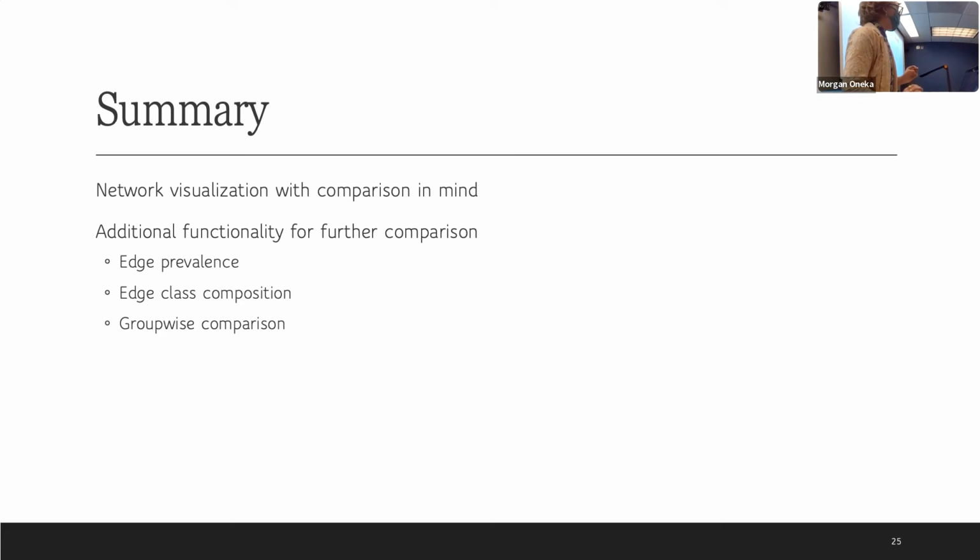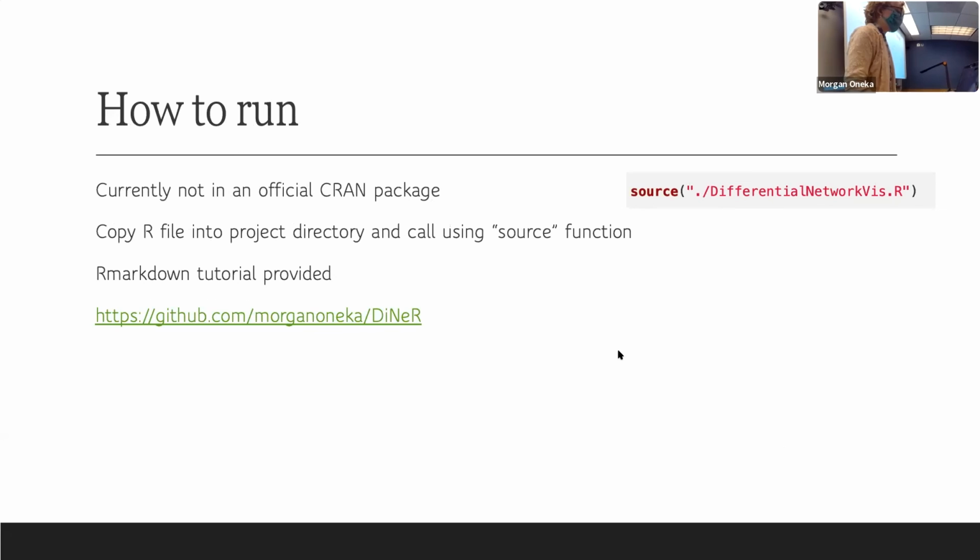If you have a lot of edges and a lot of nodes, it gets kind of messy. But for a small community within a gene co-expression network, it's also useful for looking at that kind of stuff. Currently it's not an official CRAN package. Like I mentioned, it's in its infancy, in a very alpha stage right now.